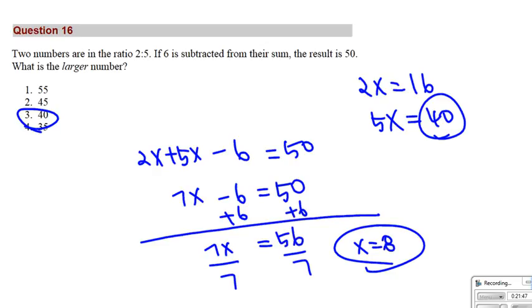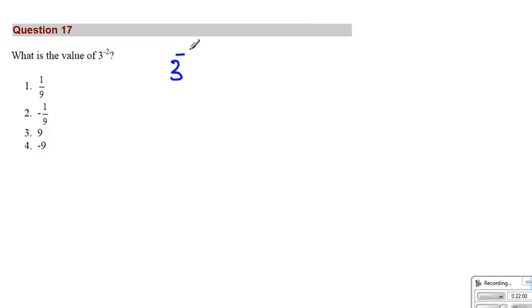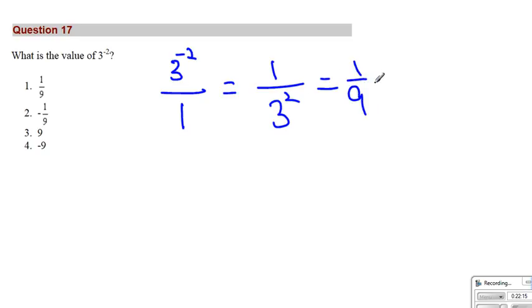Right, let's move on to the next question. As you can see, when you have negative exponent, it simply means you have to switch up the places. So 3 to negative 2 power. I can consider that to be over 1, then this has to equal to the denominator. And that's equal to 1 over 3 squared. Now 3 squared is equal to 9, so we end up getting 1 over 9, which is first choice.